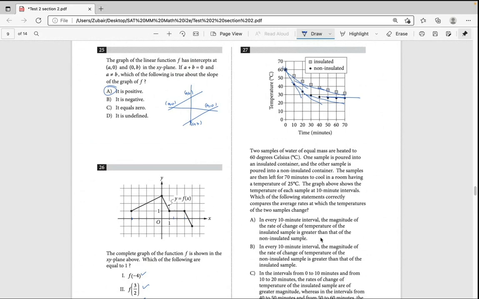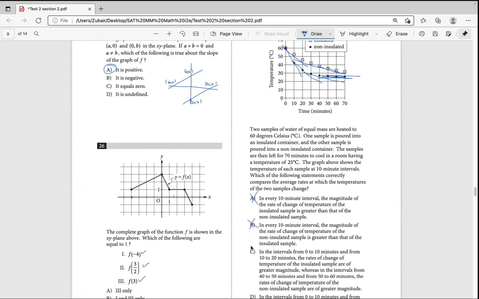And for insulated is greater. No, I can see that that is a lesser gradient. So A is not the option. In every 10-minute interval, the magnitude of rate of change of temperature of a non-insulated is greater than that of insulated. No, in the last moment, that is a horizontal line, and for insulated, it is still something.